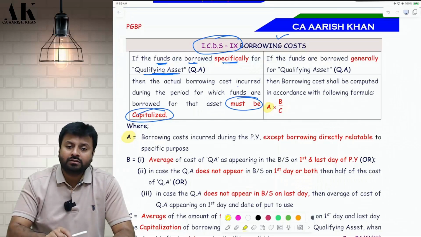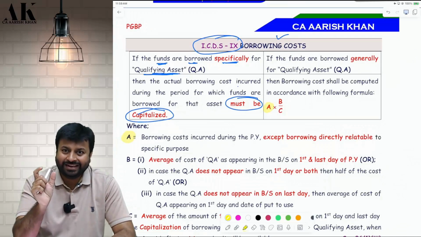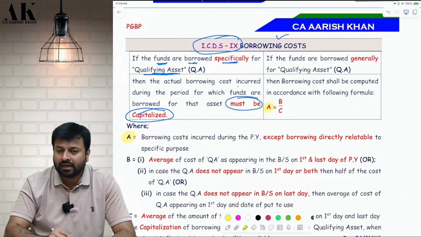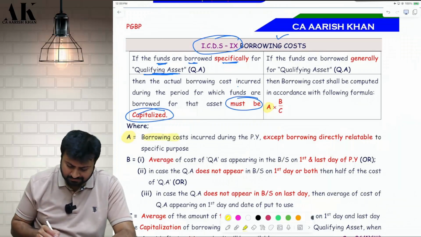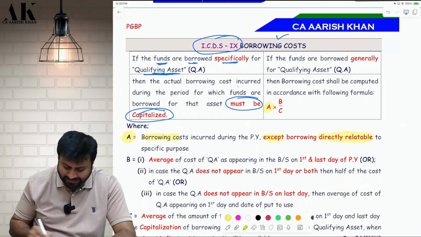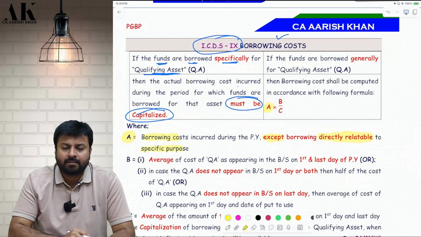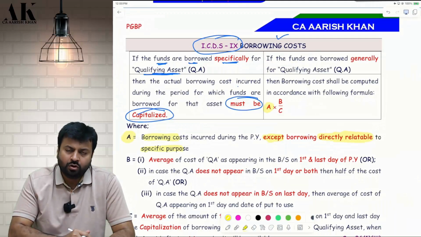In a general loan, first of all, find how much is the interest. That will be A. And some proportion of that will be capitalized. That will be B divided by C. Are you clear? So what is A? Borrowing cost, except that directly related to a specific purpose. Are you clear till here? Okay. Next. What is B?